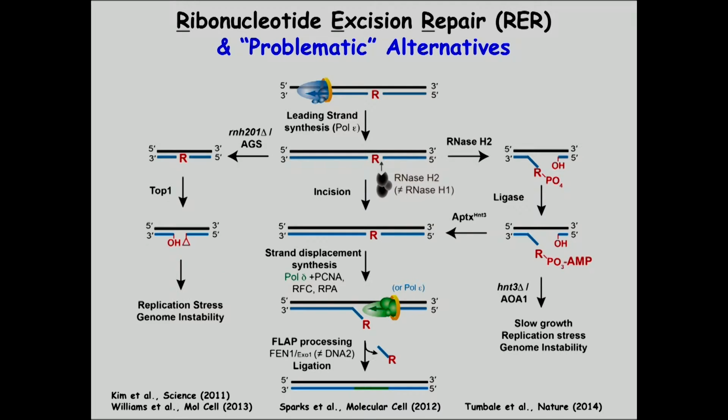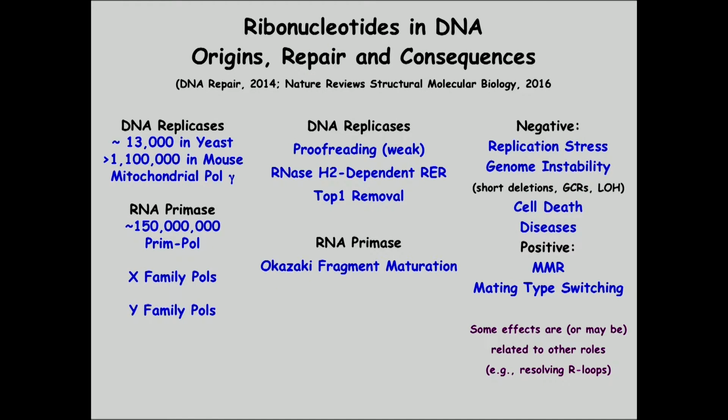An alternative pathway aberration would be inactivation of RNase H2, which leads to resident ribonucleotides in the genome, which can be incised by topoisomerase 1. Topoisomerase 1 incision of ribonucleotides creates a 5' hydroxyl and a cyclic 2',3' phosphate. Those have to be repaired, but in so doing, you get replication stress and genome instability. So these are alternative problematic pathways to aberrations in ribonucleotide excision repair. This is a summary slide of what we know about the origins, the repair, and the consequences of ribonucleotides in the genome.